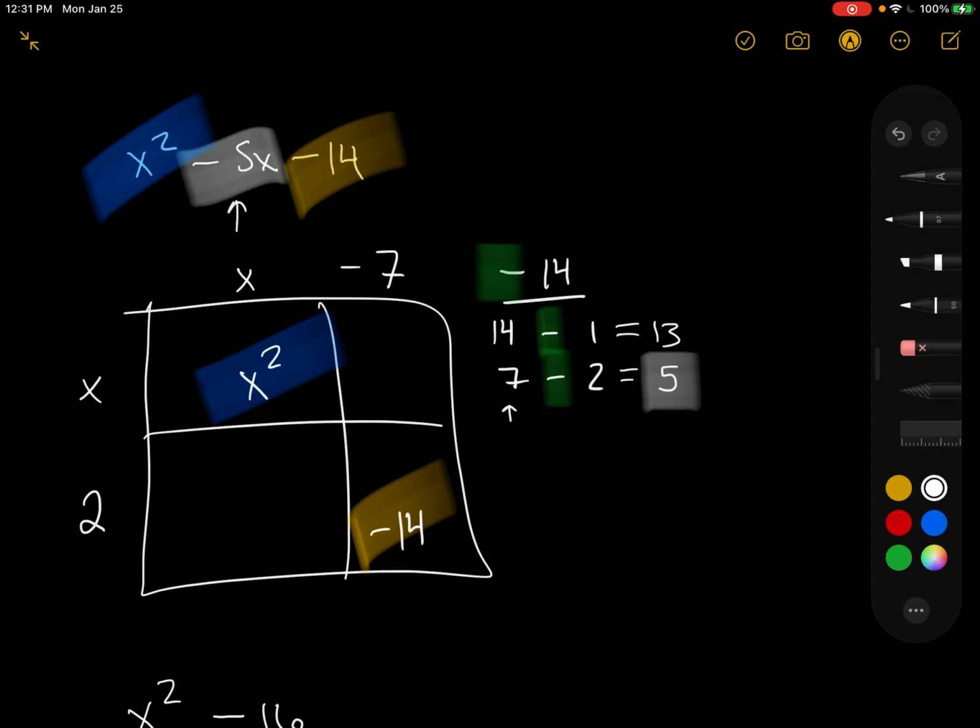If that was a positive 5, we would keep our 7 positive. In this case, our middle term is negative, so we're going to keep our 7, which is bigger than 2, negative. Either way, we are guaranteed to use a 7 or 2 on the edges, and you can guess and check with the negatives until you get to the final correct answer of the negative 5 in the center.